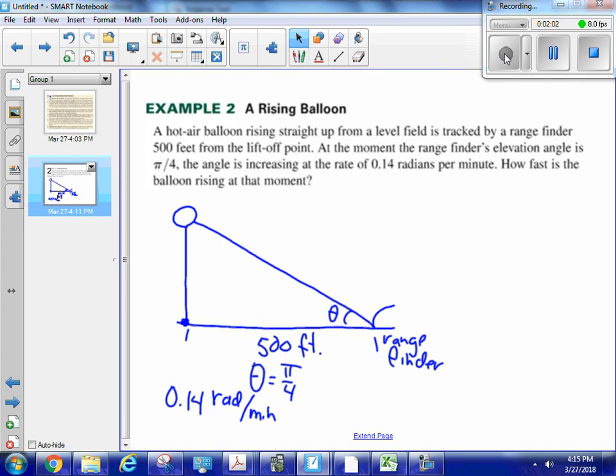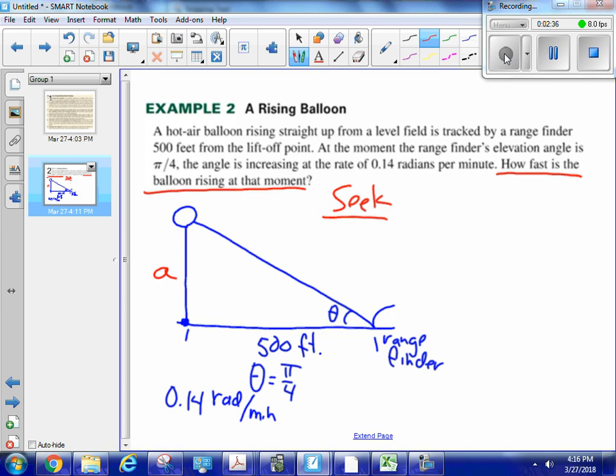So a couple of things. When we're talking about related rates, what we're trying to find is how fast is something moving in relationship to something else. So I'm going to start out by always asking, what am I seeking in this question? Well, I'm trying to find out how fast is the balloon rising at that moment. So let's give this balloon elevation here a letter. Let's call it A. Now, I don't know how big A is right at this instant. I might be able to find it out, and we'll deal with that later. But what I'm seeking is dA to dt.